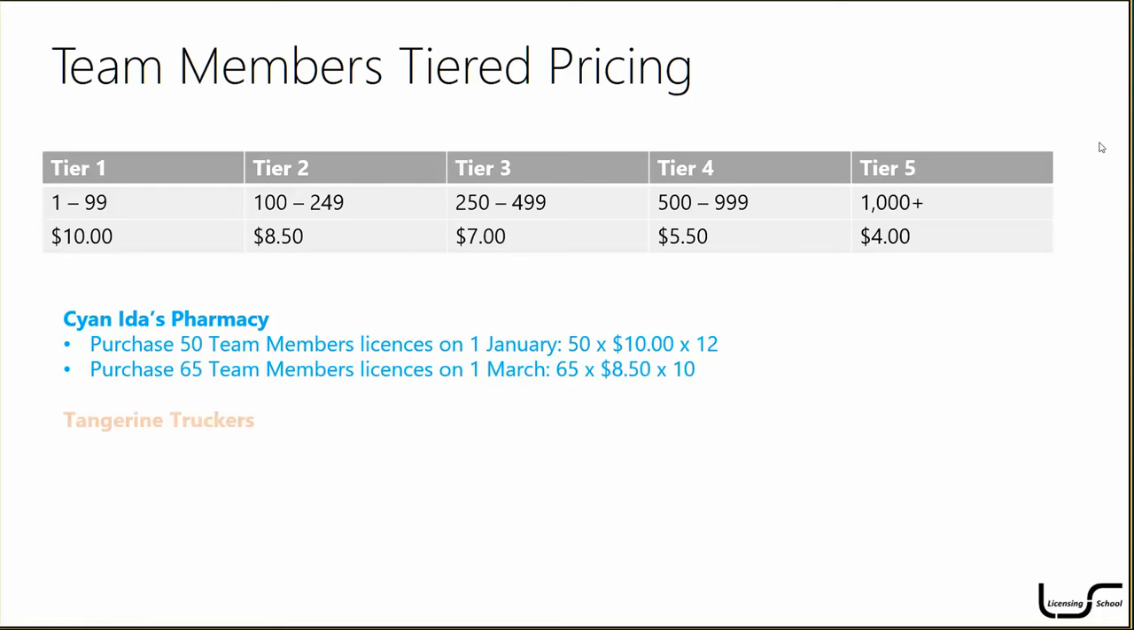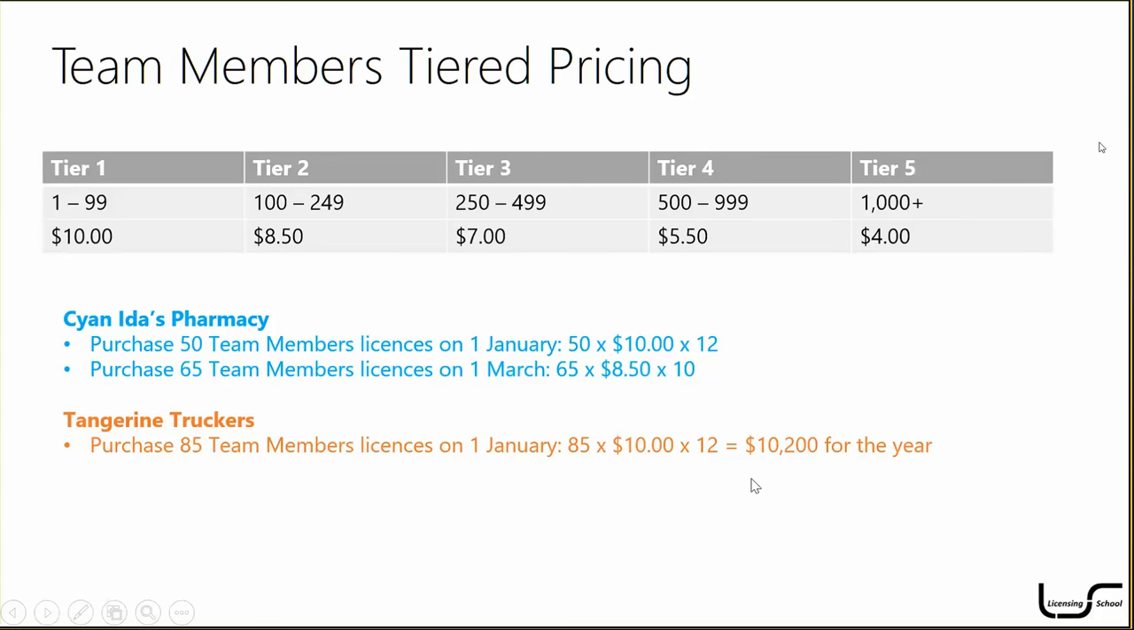Lovely. Let's have a look at Tangerine Truckers. Now, Tangerine Truckers want to buy 85 team members licenses on the 1st of January. Now, I'm actually going to work some things out on here. And what I'm going to say is, on the 1st of January, let's say they're buying through, now I've done this for an enterprise agreement because you do pay up front in an enterprise agreement, but this equally applies to CSP, and I've done annual charges here.